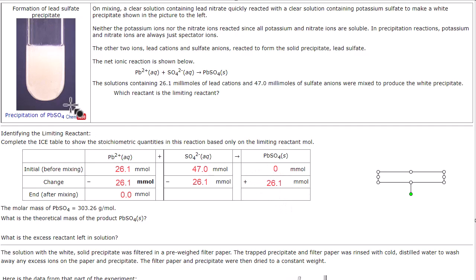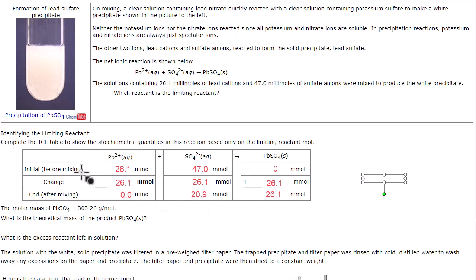So in the end, this white powder, when we end up weighing it and separating it using filter paper, we would expect to see 26.1 millimoles of this white powder, lead sulfate. As I said, we had 47. We had extra sulfate, and in the end, our solution in here is going to contain 47 minus 26.1, 20.9 left over. In effect, they've got nothing to react with, the sulfate ions.